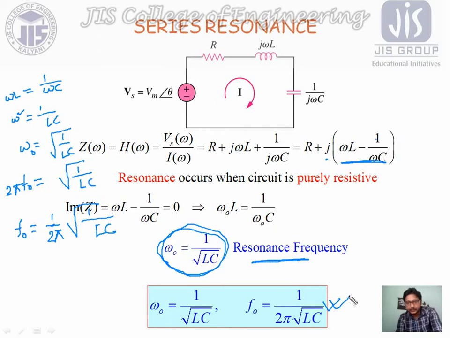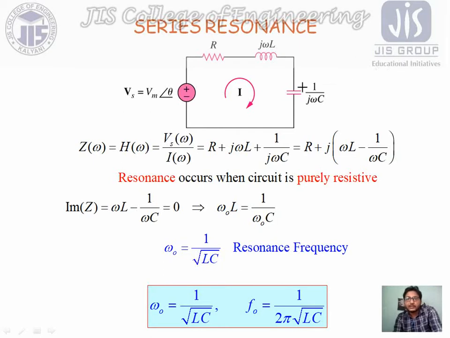So we can find out the resonance frequency, as well as the normal frequency for which the resonance occurs. So this formula is very important for our further calculation. So try to remember this, and this will be very important. Okay.